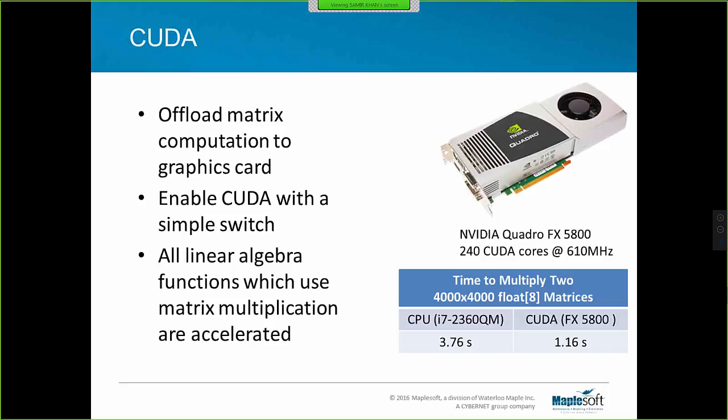Maple supports CUDA technology. This lets you offload matrix computations onto your graphics card, and it takes just a simple software switch to do that.